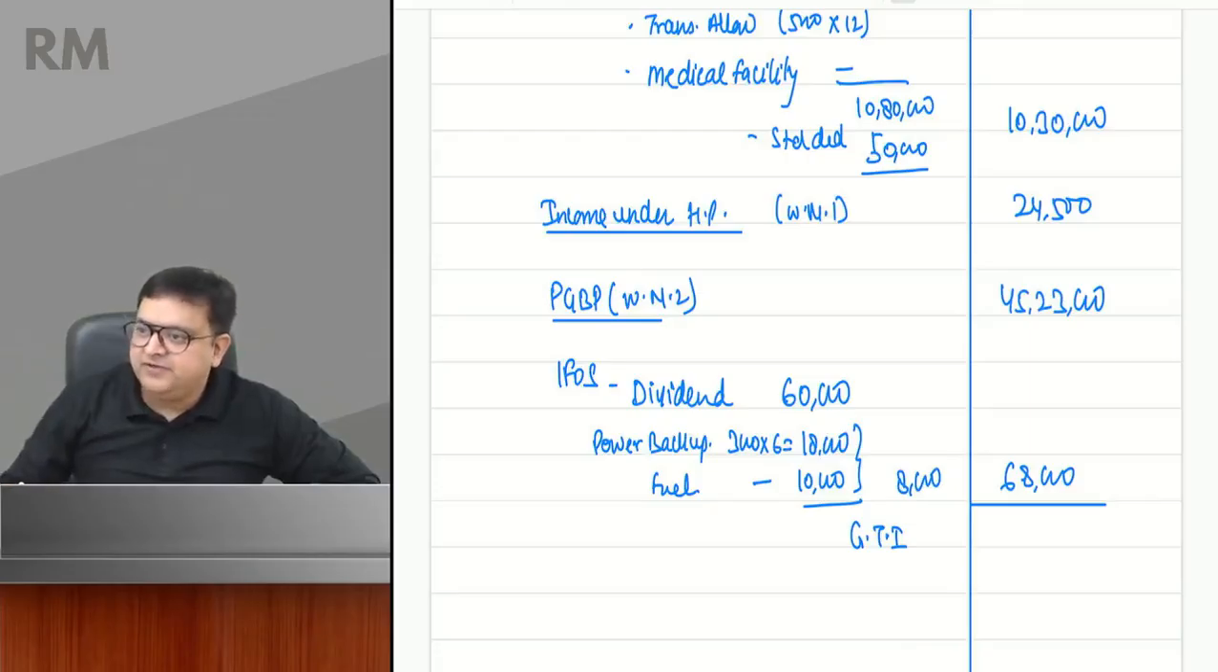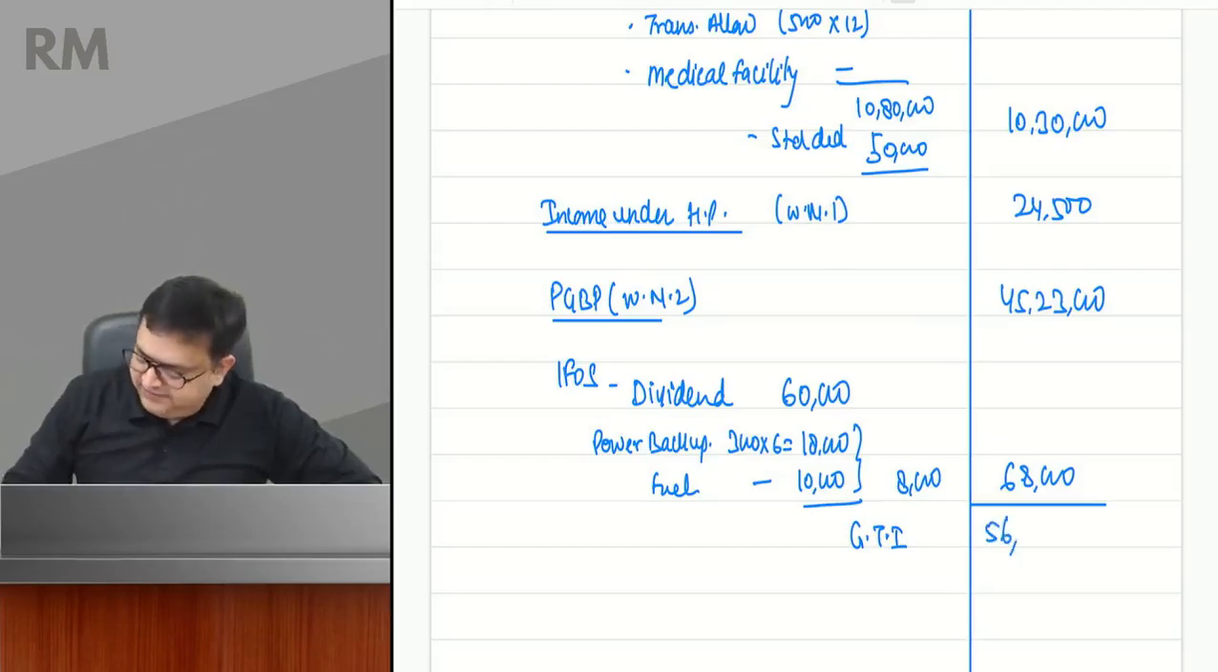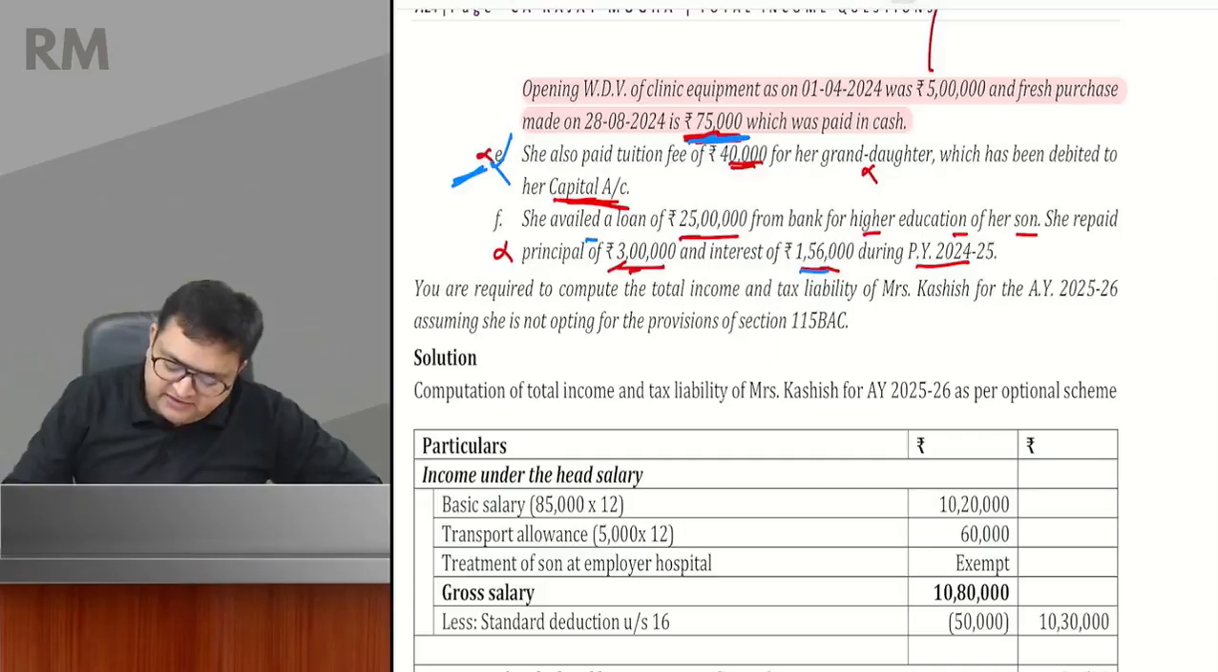56,45,500. Correct, Shagna, Aditya, correct. 56 lakh 45,500. Everybody, please understand, guys.